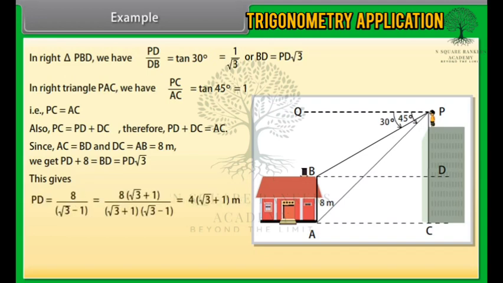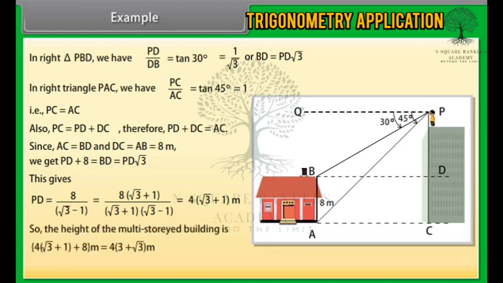This gives PD is equal to 8 upon square root 3 minus 1, which equals 8 into square root 3 plus 1 whole upon square root 3 plus 1 into square root 3 minus 1, which is equal to 4 into square root 3 plus 1 meter. So the height of the multi-storied building is 4 into square root 3 plus 1 plus 8 meter, which is equal to 4 into 3 plus square root 3 meter. And the distance between the two buildings is also 4 into 3 plus square root 3 meter.